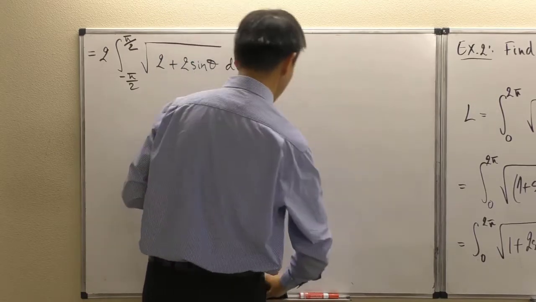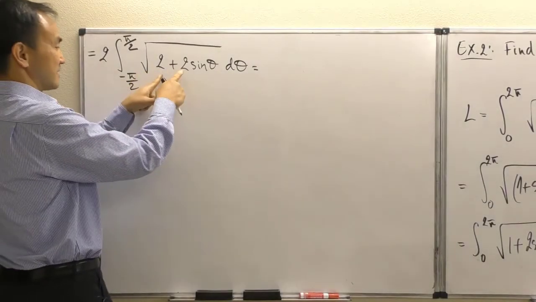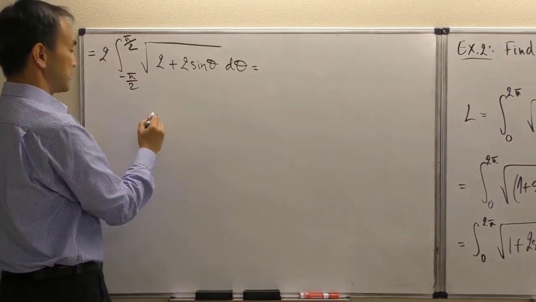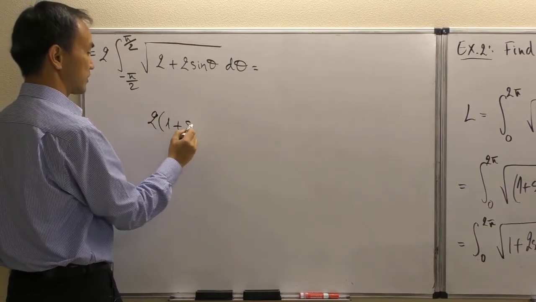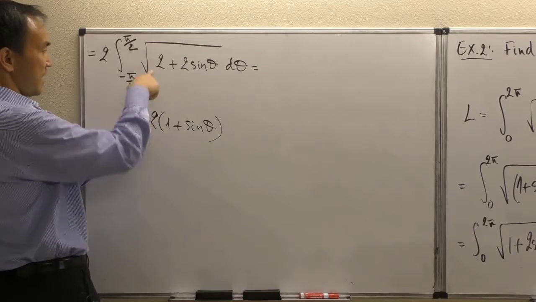Allow me to do one more step. I am going to factor out that 2 right here. Factor that out, so it's going to be 2 times (1 plus sine theta). I'm going to factor that out, and then I'm going to take that 2 outside of the square root.